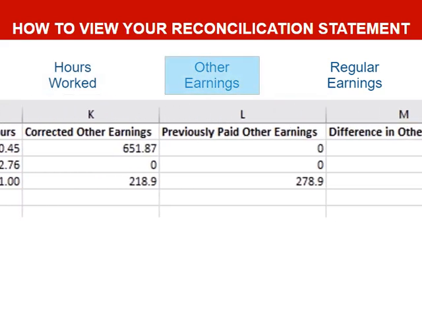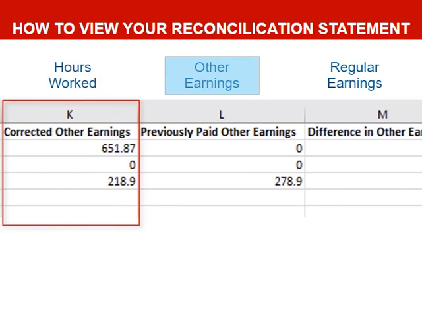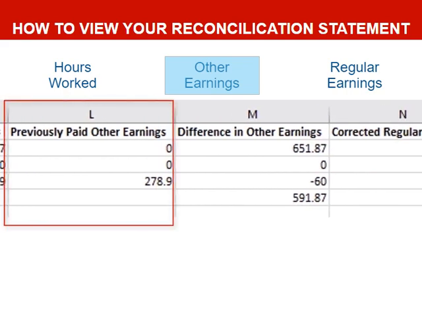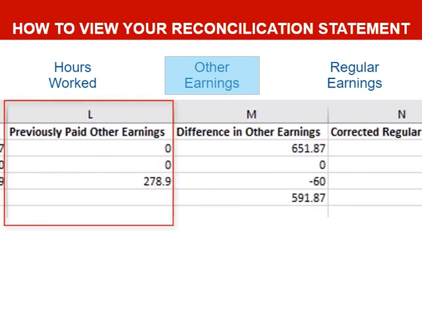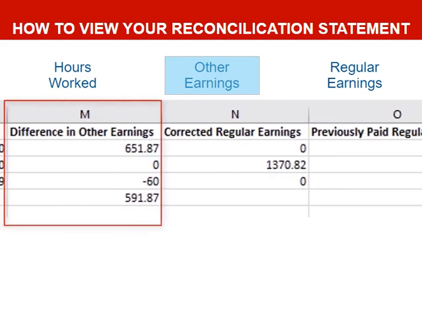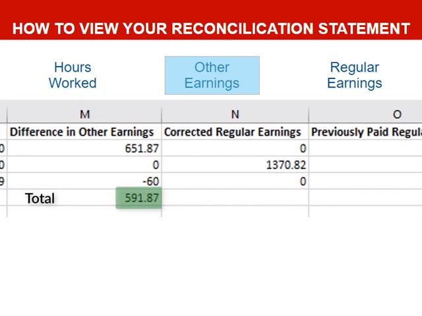Corrected other earnings lists the dollar amount of all other earnings outside of regular earnings that were actually earned during the pay period. Previously paid other earnings shows the other earnings outside of regular earnings that were already paid in previous paychecks. Difference in other earnings lists the difference between the corrected other earnings and the previously paid other earnings. You will see the sum of all of the differences of other earnings in the total row.